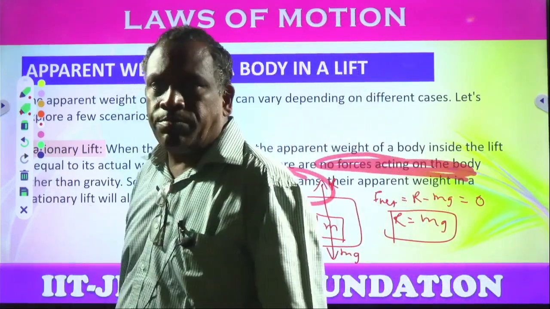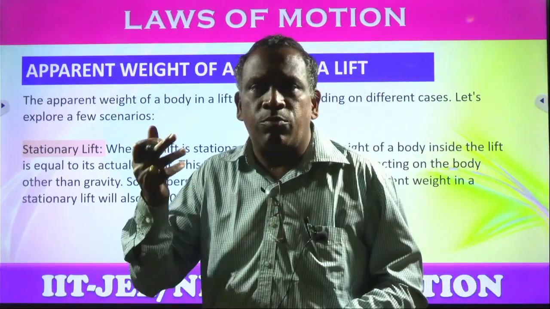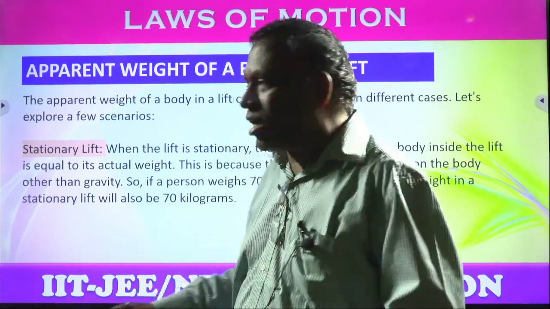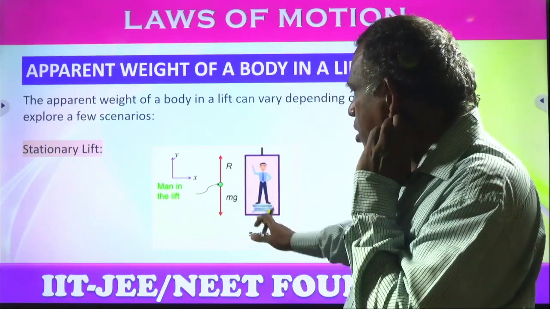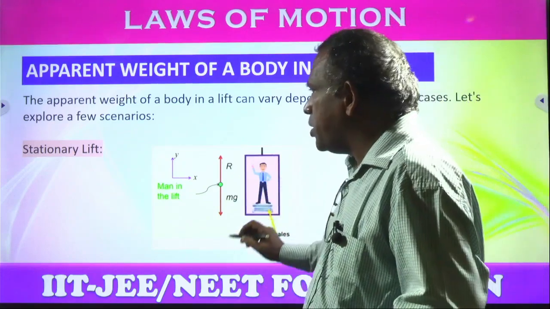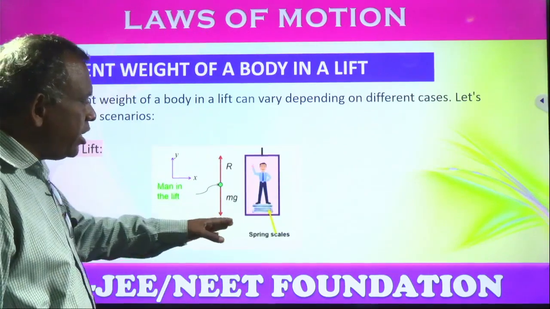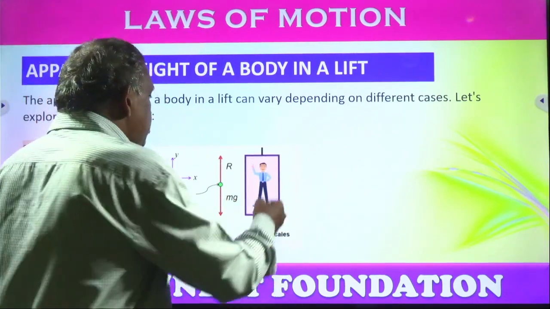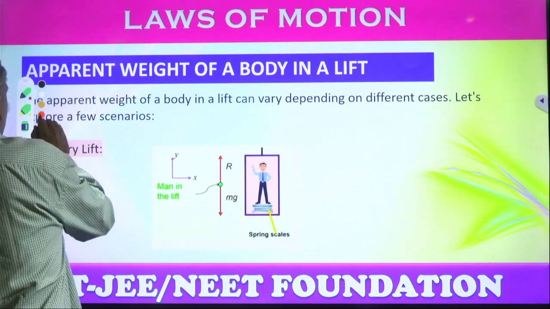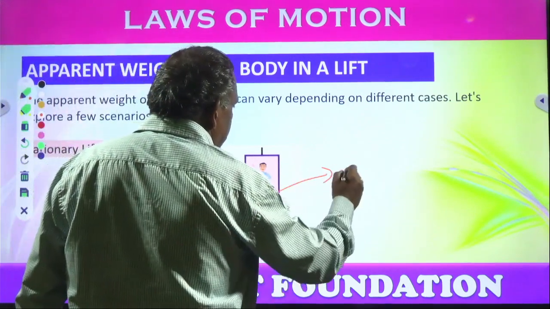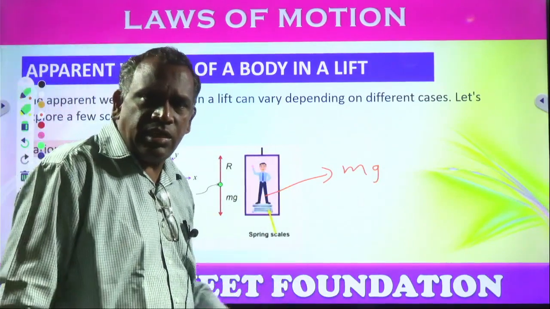This is the first case. See, usually in the elevators, the lift is moving upwards, the lift is coming downwards, and so on. Those are the cases here. In the stationary lift, a person is there, so the normal reaction and mg are there. According to the condition, the apparent weight is equal to the actual weight of the body, mg, in the case of the lift being stationary.